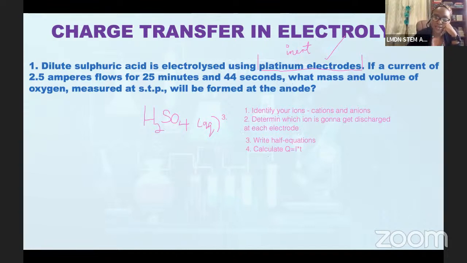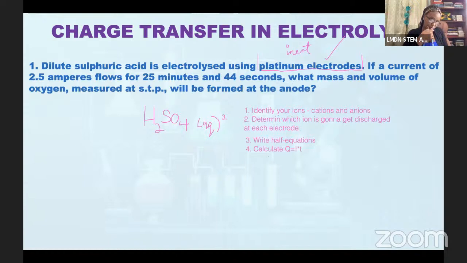So who can identify the ions that are in this for me? This is not as straightforward to write a half equation. There are things that you have to know about what's happening here, right? You have an aqueous solution of sulfuric acid. So it's not just sulfuric acid. There are water molecules present here as well, right? And so there are ions. What happens when water gets ionized? What are the species that come from that?